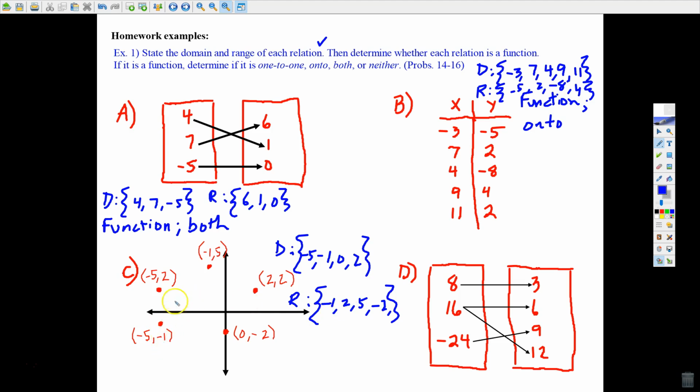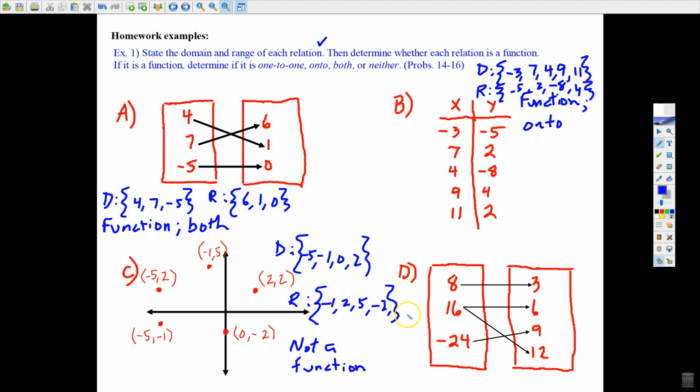So I'll make sure I got them all. -1, 2, 5, -2, and then 2. So there's two ways of knowing that this cannot be a function. It doesn't pass the vertical line test, and also we have repeats in the domain. So I'm going to say not a function. And if it's not a function, then there's no need to try to classify it, of course.